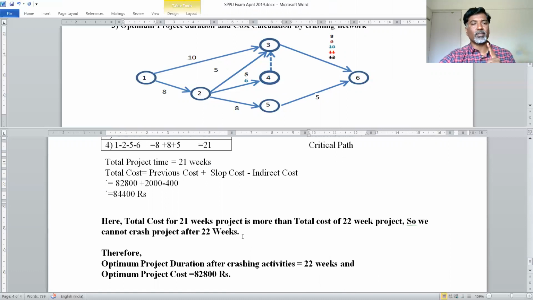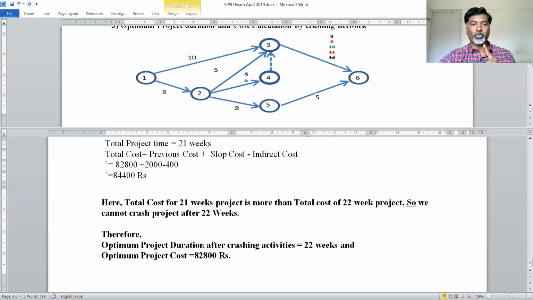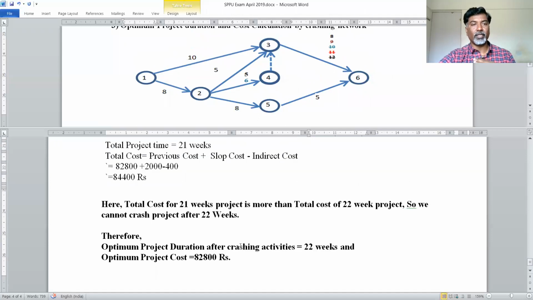So which is the minimum cost? Minimum cost is for 22 weeks. Therefore, the optimum project duration after crashing activities is 22 weeks. Means we have crashed the project from 26 weeks to 22 weeks. And for that, the optimum project cost is 82,800. So here we have completed this network crashing example.